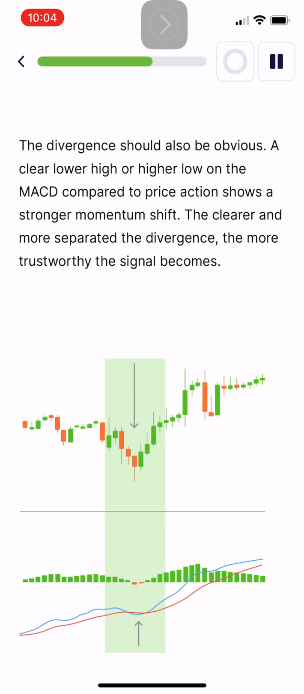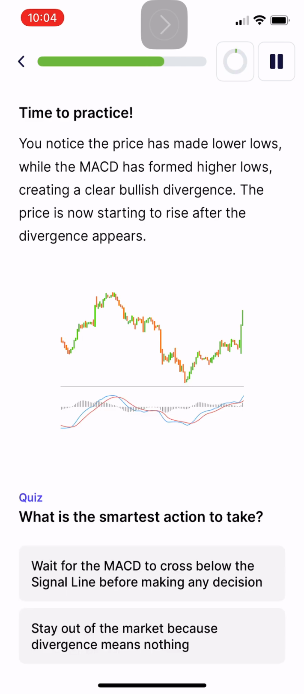The divergence should also be obvious. A clear lower high or higher low on the MACD compared to price action shows a stronger momentum shift. The clearer and more separated the divergence, the more trustworthy the signal becomes. Time for a quick quiz.